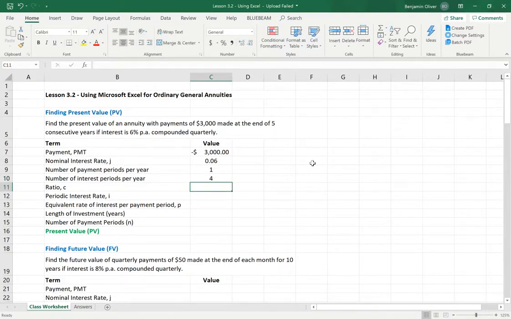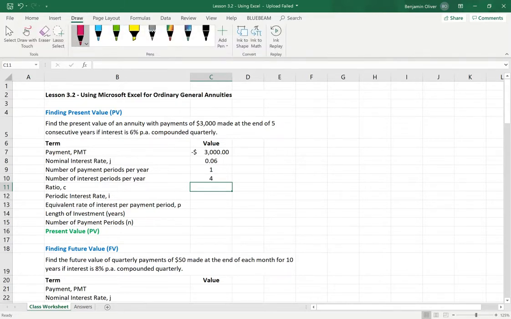So remember, the ratio, all right, I'm going to actually draw at the same time. So the ratio C is equal to the number of interest periods divided by the number of payment periods. Okay? So in this case, if we're doing it in Excel, that means we press equals and we click number of interest periods divided by, which is the / number of payment periods. So that'll calculate our ratio C.